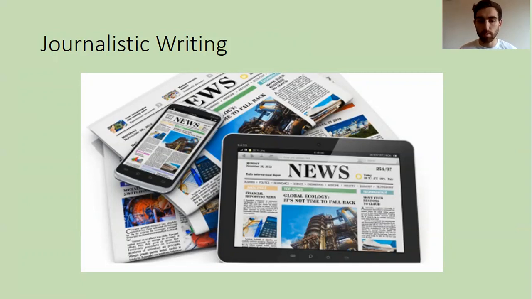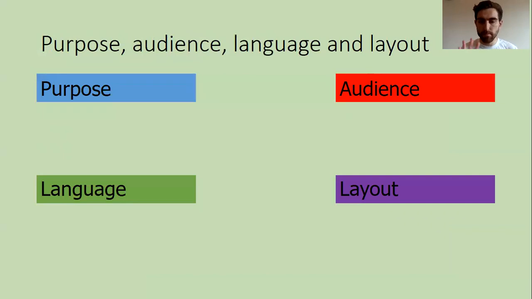And these days, a lot of people choose to read their news in electronic forms, such as on their phones or on their computers rather than on paper or in a newspaper. We're now going to think about the purpose, audience, and language and layout of journalistic writing or a newspaper report. But before we do that, we need to think about what these 4 keywords mean. Can you write down on a piece of paper or in your textbook what you think these 4 keywords mean? Pause the video and have a go.